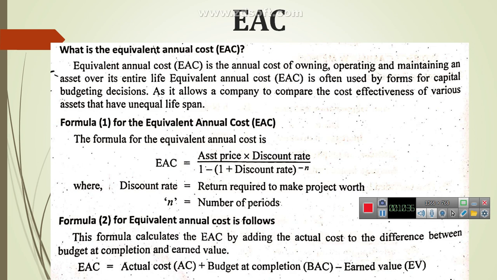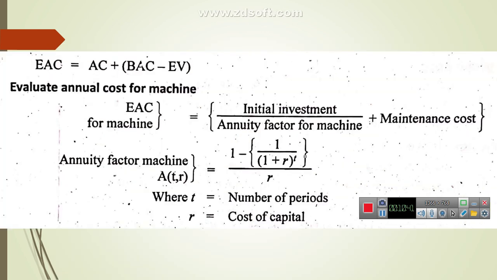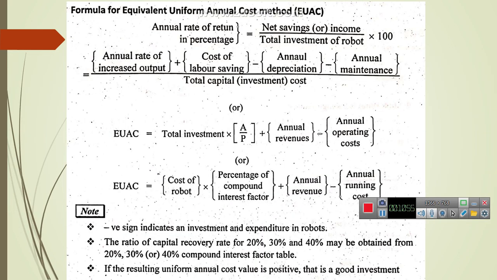The EAC method is actual cost plus budget at completion minus annual value. To evaluate the annual cost for a machine, we use 1 minus 1 by 1 plus r to the power t, all divided by r. Here t is the number of periods and r is the cost of capital. The next formula we can use is the equivalent uniform annual cost method. The annual rate of return in percentage is net savings or income by total investment in robot into 100.